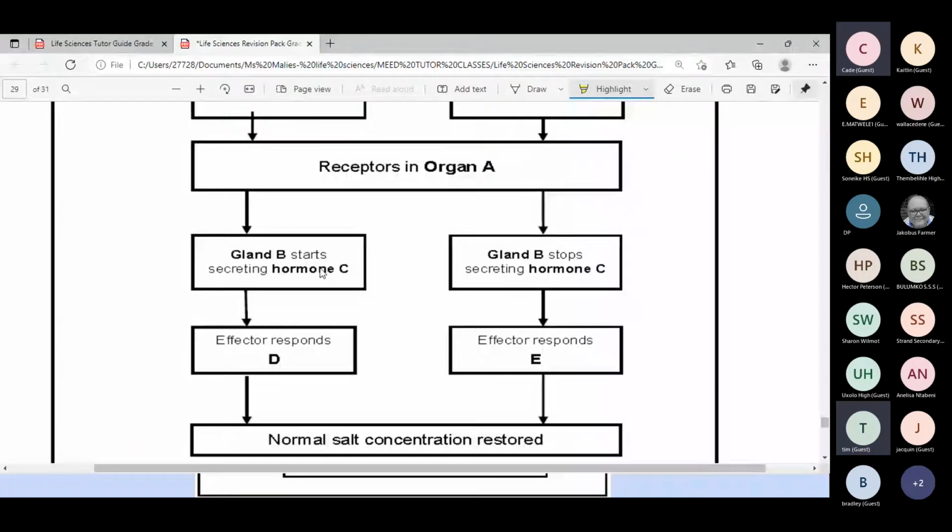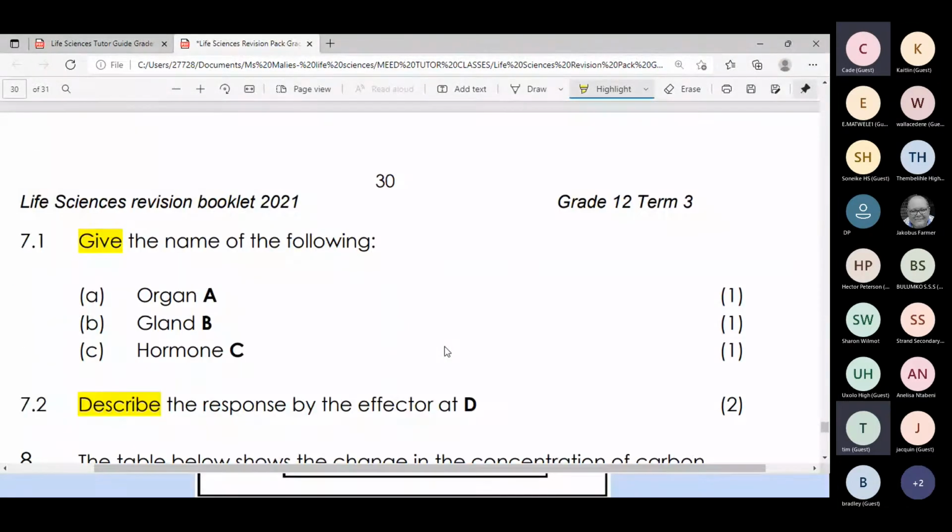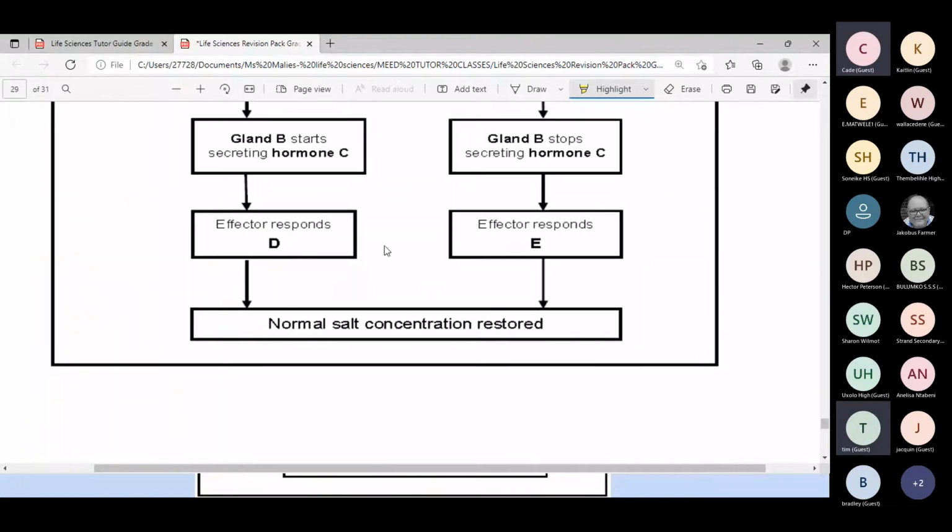So remember the question I said to you earlier, grade 12, which gland? Our gland is the adrenal gland. And then C is easy. Which hormone? Aldosterone. Then question 7.2: describe the response of the effector at D.